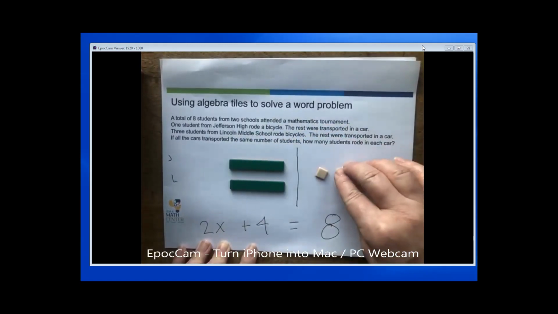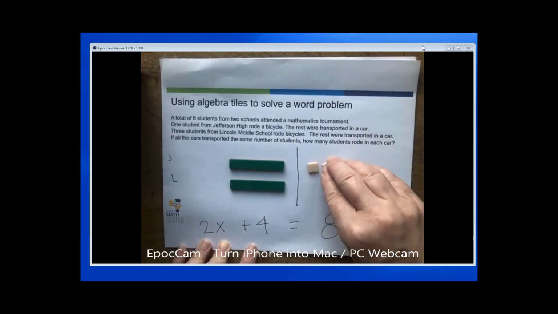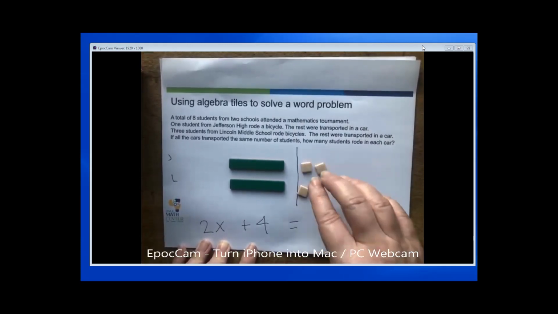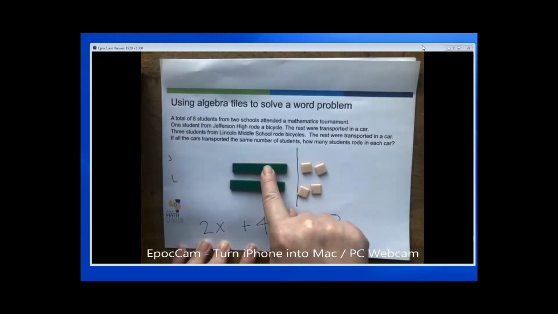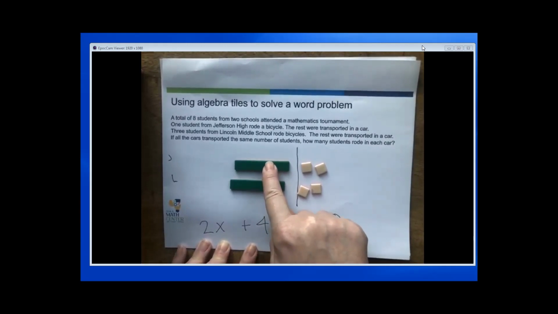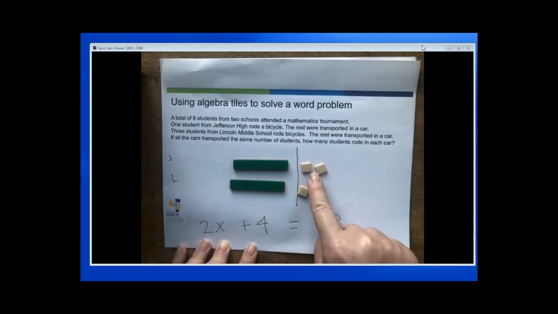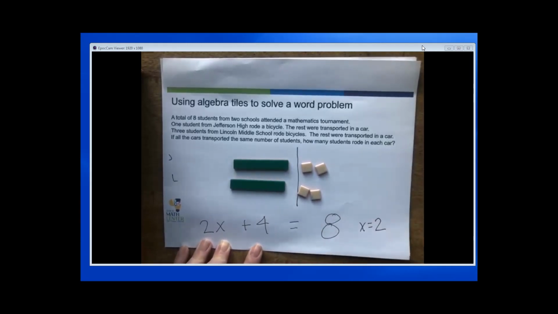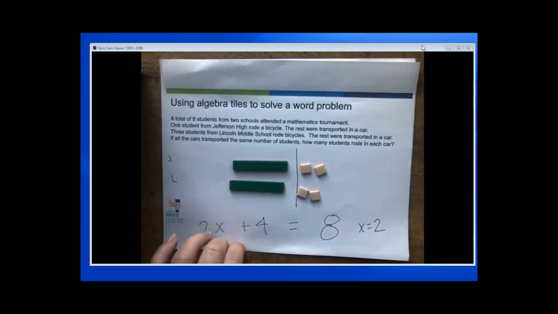So I have 2x equals 4. And I can just simply distribute those, divide them up between the 2 x's. So this is the representation of a car. x is how many students are in a car. 2 students are riding in each car. That's fun.